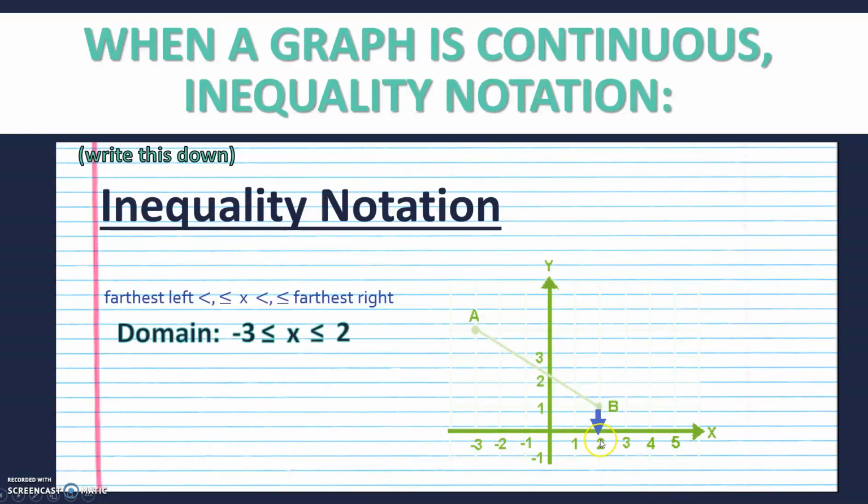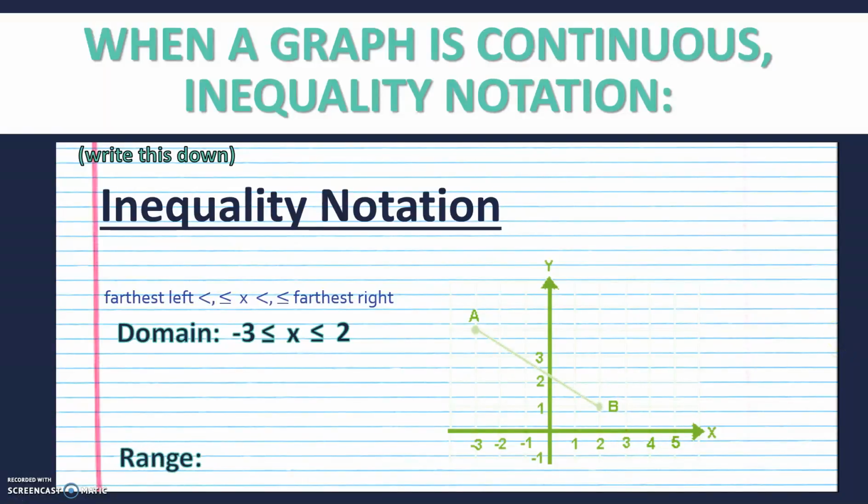The farthest right is the number 2. And so my inequality is going to go from -3 to 2. What that's saying is that all these values from -3 all the way to 2 are possibilities for a point on this line. Let's do the same thing with the range.